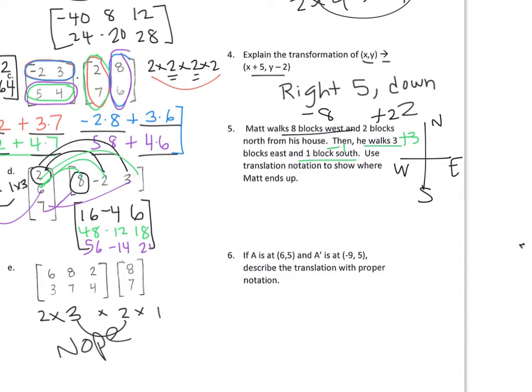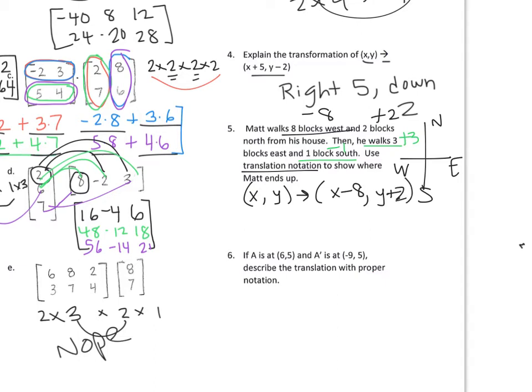Use translation notation to show where he ends up. So my first transformation is going to look like this. Don't forget your arrow mark. Then it's going to be x minus 8, y plus 2.